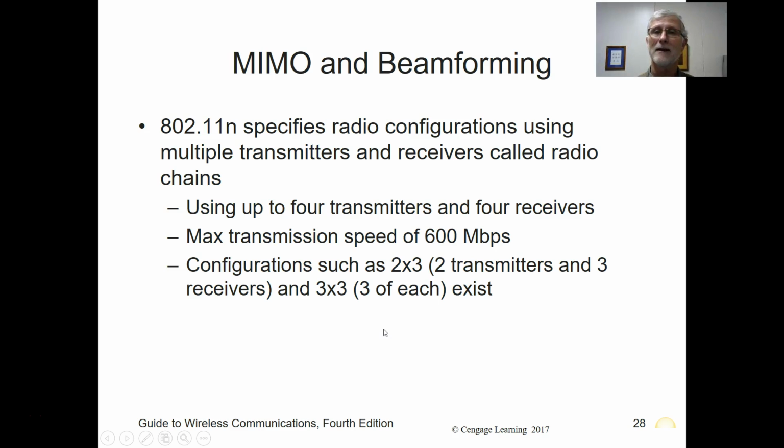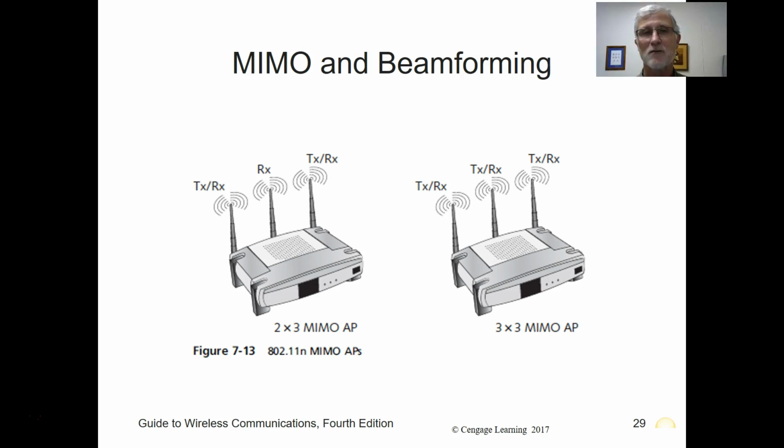Now, 802.11n specifies radio configuration using multiple transmitters and receivers called radio chains. It can use up to 4 transmitters, 4 receivers, with a maximum speed of like 600 megabits. Back when 802.11n came out, I don't know if I ever saw a 600 megabit N; you couldn't go to Best Buy and buy it. You can probably get up to 300 at that time. So it just says they could allow multiple transmitters, multiple receivers, and be able to increase that data throughput.